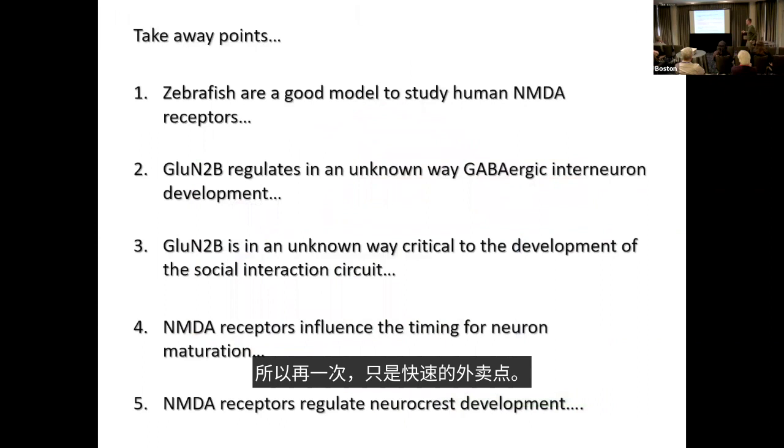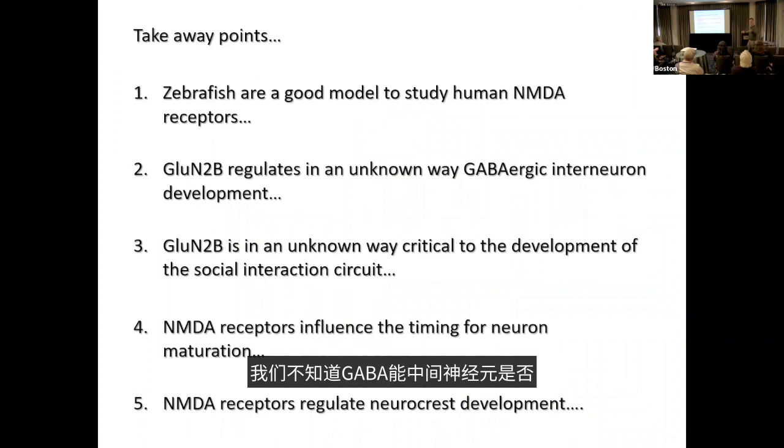So again, just quick takeaway points. Zebrafish are a good model to study human NMDA receptors. GluN2B regulates, in an unknown way, GABAergic interneuron development. Experiments addressing that are very much underway in our group right now. GluN2B is, in an unknown way, critical to the development of the social interaction circuit.